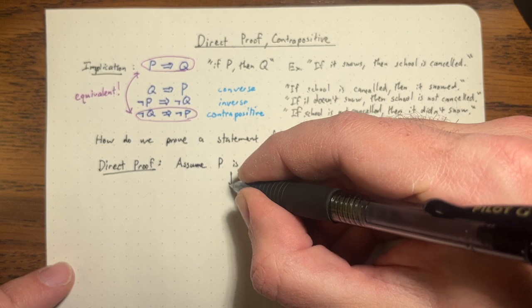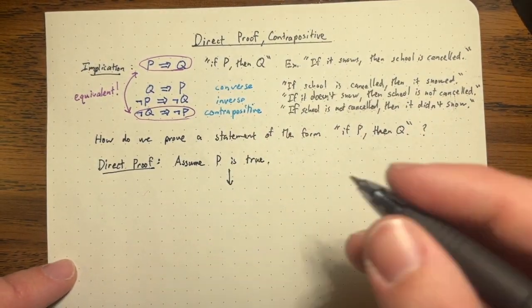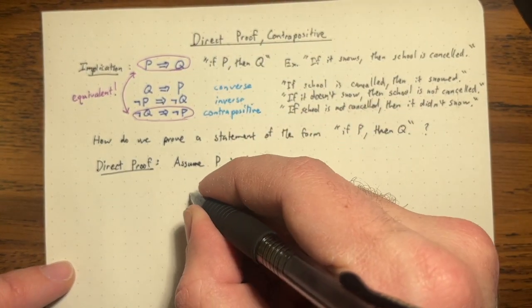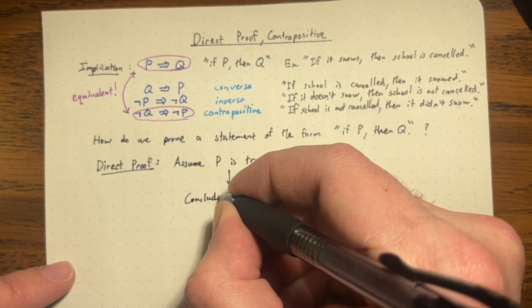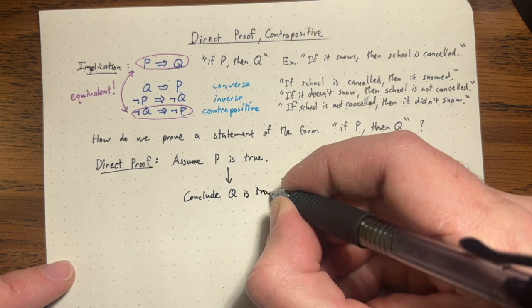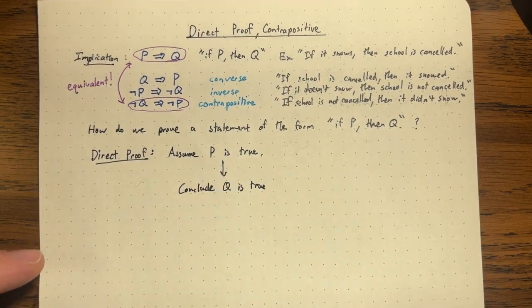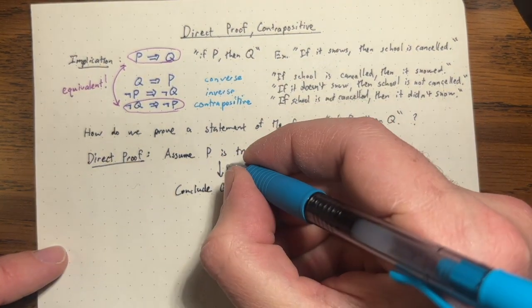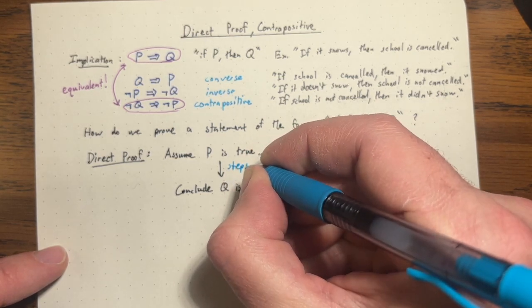Again, I'm kind of making it sound simple, but it's often not very simple at all. So yeah, we assume P is true, and at the end of the day we want to conclude that Q is true somehow. Somehow, right? There are steps in here, right? So various math steps. Okay.